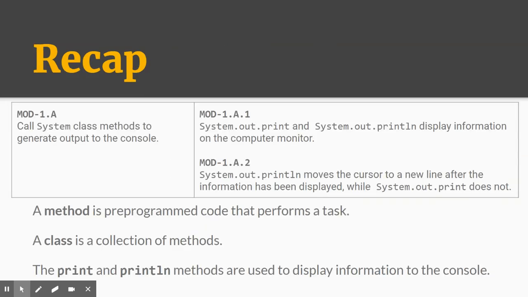So to recap, a method is pre-programmed code that performs a task. A class is just a collection of these methods, and the print and println methods are used to display information to the console.